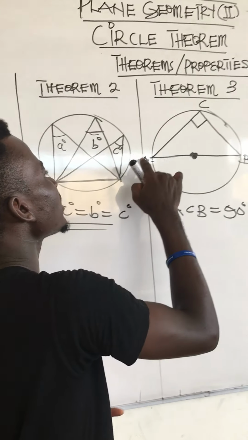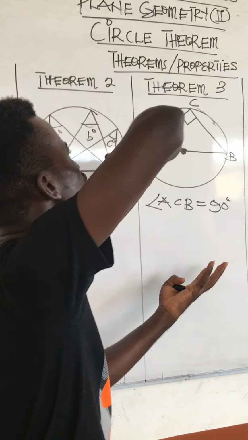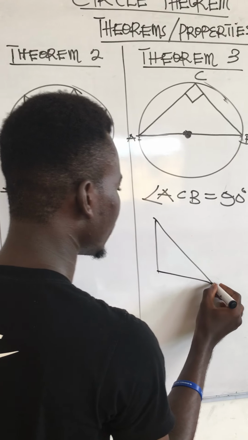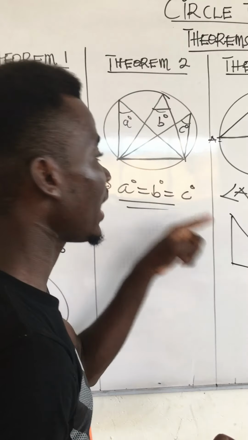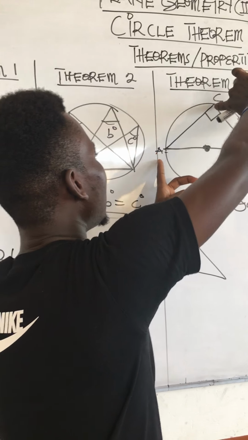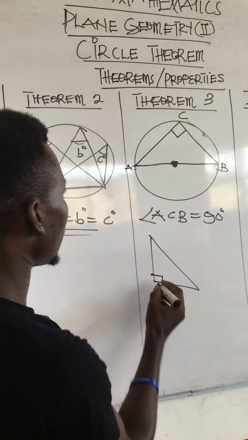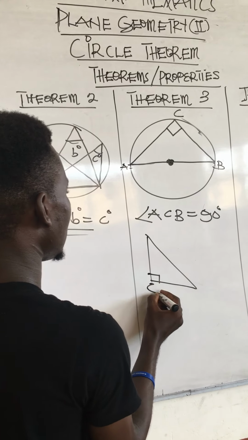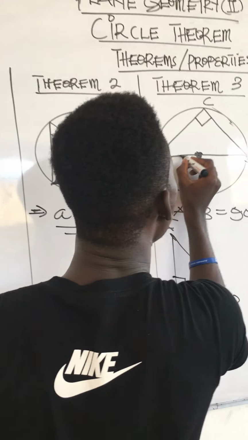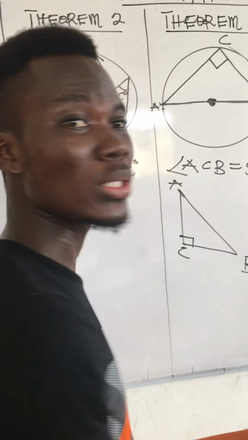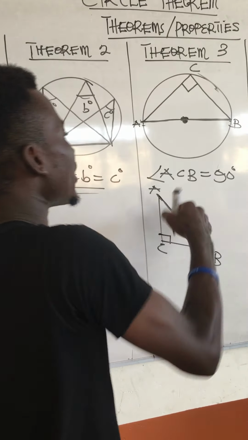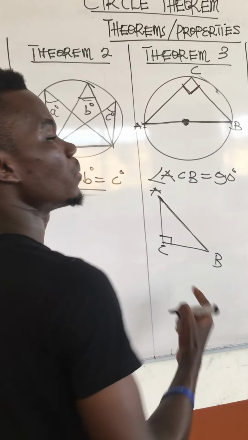Why? Because it's passing through the center. So in other words, when you interchange the diagram, I can redraw this one and get a right angle triangle. And that is why we are saying that it is 90 degrees. You can turn this AC and CB upside down, and this side becomes your C, this side becomes your A, and this side becomes your B. In other words, the diameter AB becomes the hypotenuse. That is the reason why we are saying that this angle is 90 degrees.